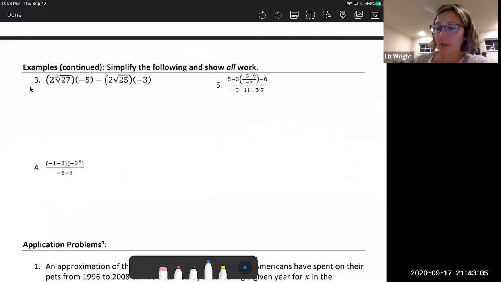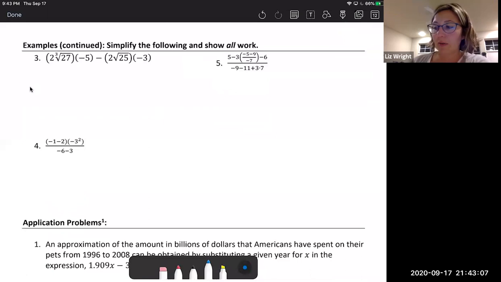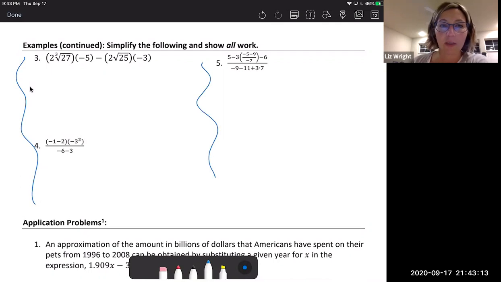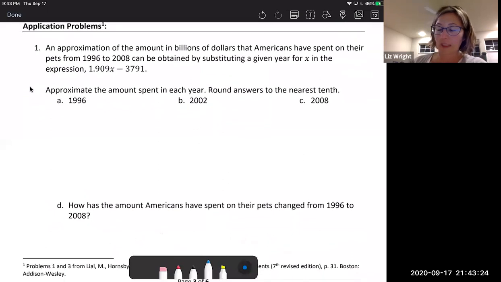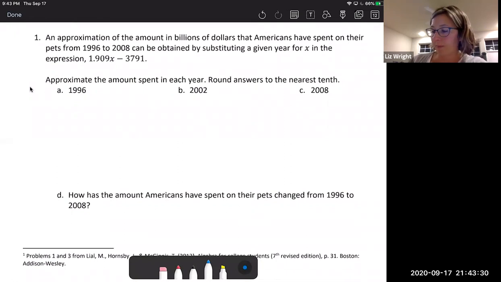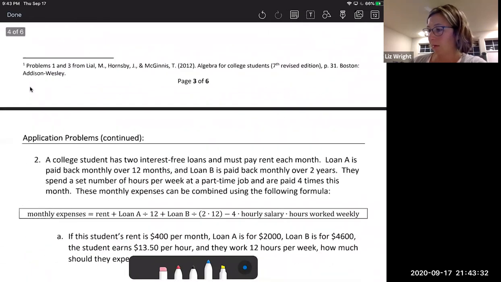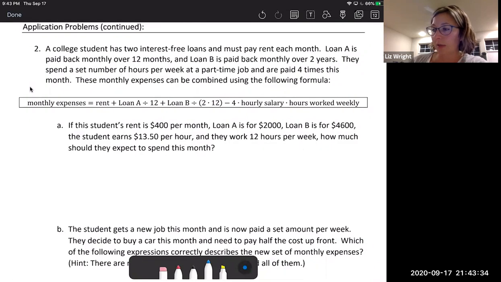So here just gives you some additional examples. So you definitely need to try these and see what you get. And then we can check your answers. You can send me some questions. You can text me or email me, or you can ask again in office hours or in class the next day. And then the rest of these are just having you try out some word problems using order of operations. And I think that was all that I wanted to tell you.